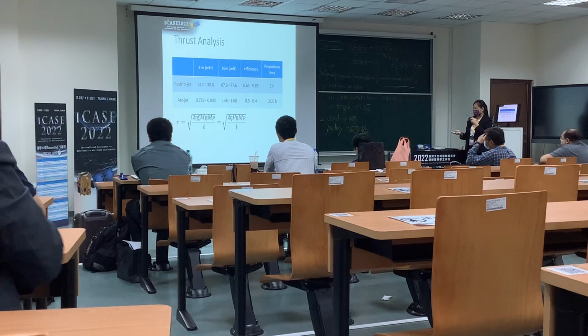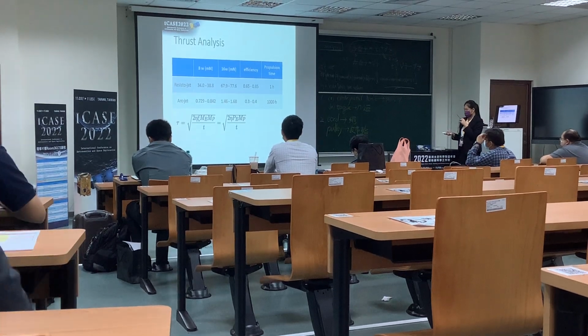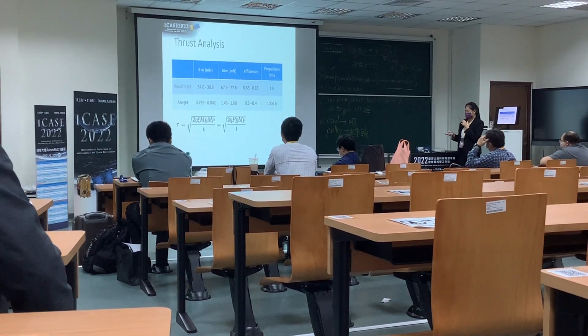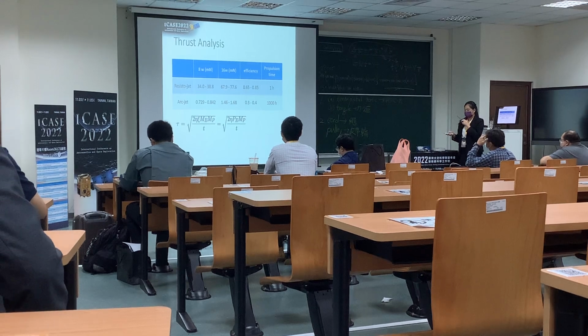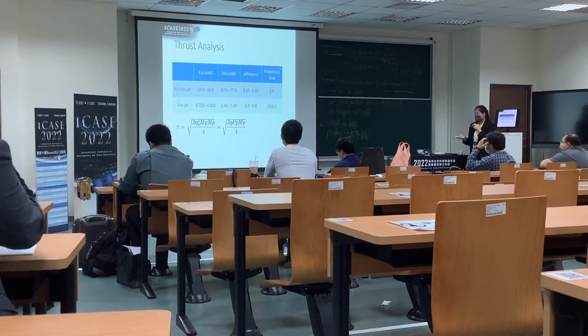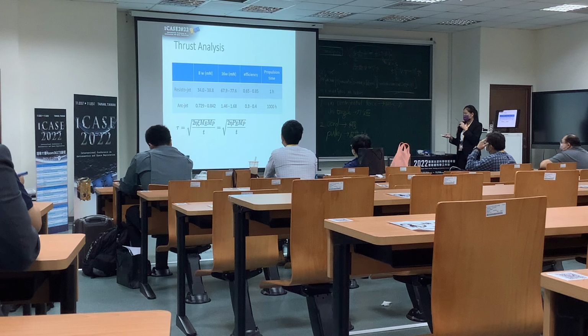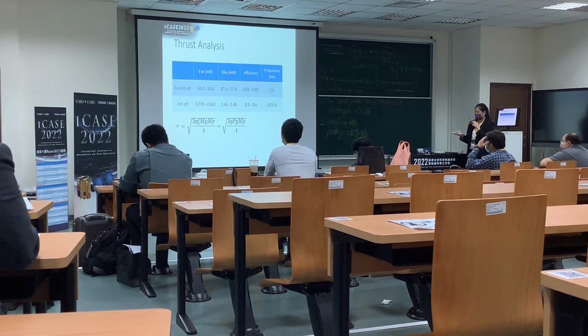And this is the thrust analysis of electrothermal thrusters. We can see that when provided with the same amount of energy, resistojets generate much more thrust. This is not only because it has less propulsion time, but also because it has more efficiency.